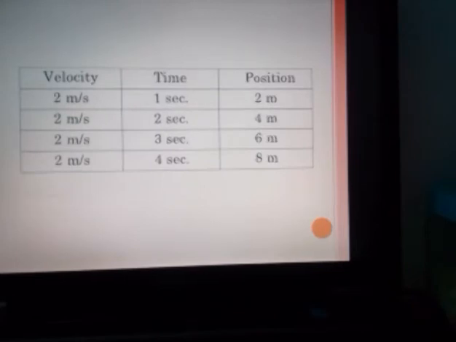And this is the completed table. For the time of 1 second and velocity of 2 meters per second, the position is 2 meters. For 2 seconds, that is 4 meters. For 3 seconds, the position is 6 meters. And in 4 seconds, the position is 8 meters.